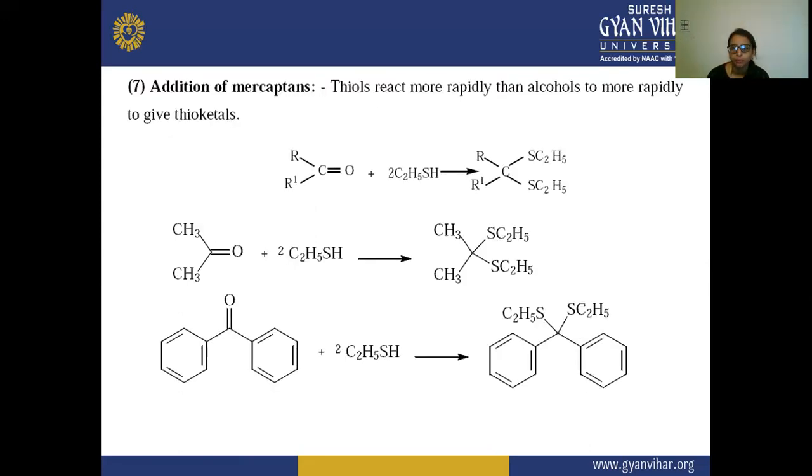Next, addition of mercaptan. In this, the thiol reacts more rapidly than alcohol to give thioketal. So this ketone is reacting with this mercaptan, and there is a formation of the thioketal. Here you can see this ketone is reacting with C2H5SH. This is a mercaptan, and there is a formation of this thioketal. And this is the aromatic portion which is reacting with the mercaptan, and there is a formation of this product.